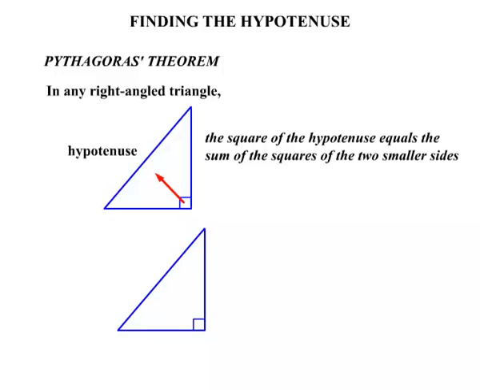Now let's consider this right-angled triangle. We'll label the hypotenuse as C and the two smaller sides A and B. And Pythagoras' theorem states that C squared equals A squared plus B squared. Excellent. Let's look at some examples now.